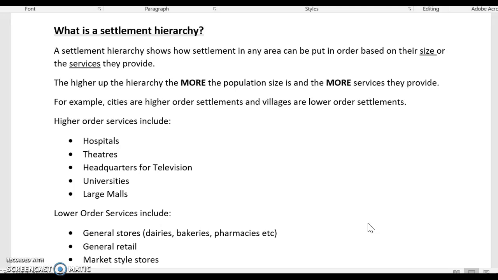So the more services you provide, and the more population you have, the more functions your city serves. When I say functions, I mean it might be a port city, it might be a main entertainment area for that country, it might be an international transport hub, it might be an economic centre for business. It could be the political centre, so where the government is. All of those things, the more services and functions it provides, the higher up the hierarchy it goes.